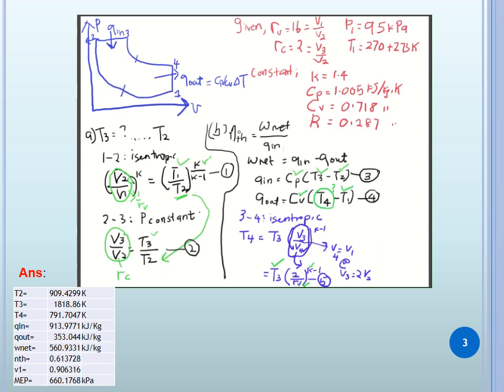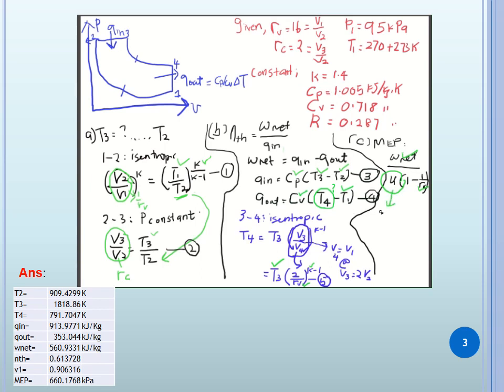Okay. The last question that we need to find out is MEP. So MEP, we know that it is work net over V1 times 1 over RV. Now we take a look at what we have in this formula. We already calculated work net. We already know the compression ratio, but we have to find out V1.